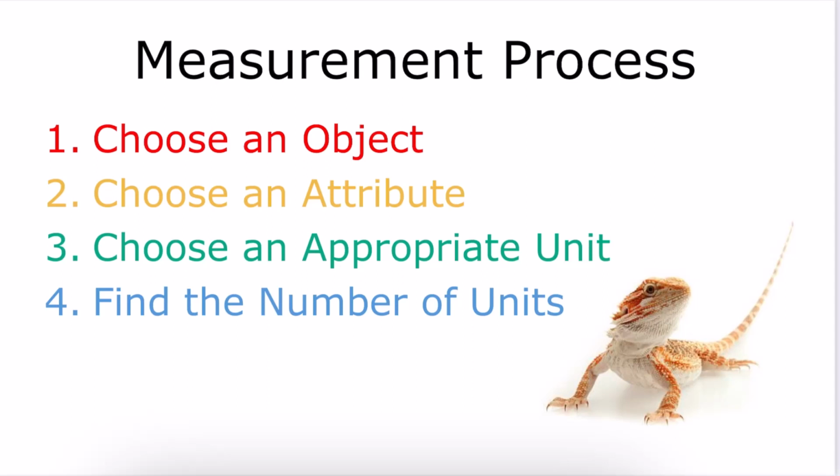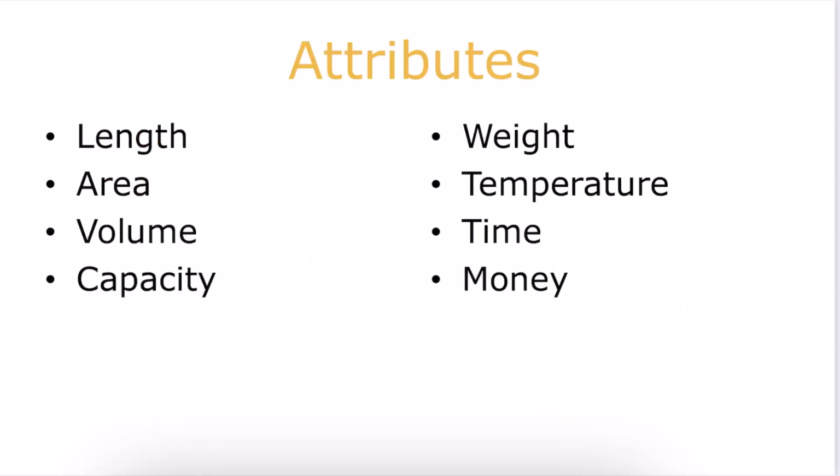Once you've identified what type of unit you're going to be using, you can then find the number of units. Let's go through each one of these steps and talk about some of the nuances that show up in each of them. The first one is attributes. Once you've chosen your object and you know what you want to measure, you then have to decide what part of that object you want to measure. Do I want to measure the length, the area, the volume, capacity, weight, temperature, time, money?